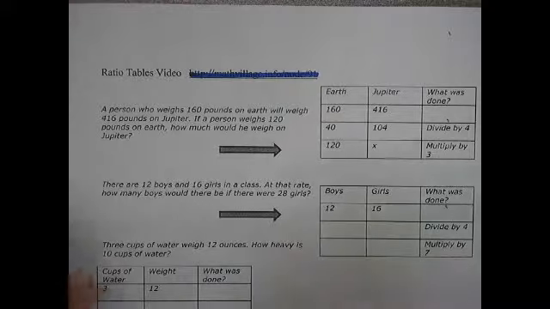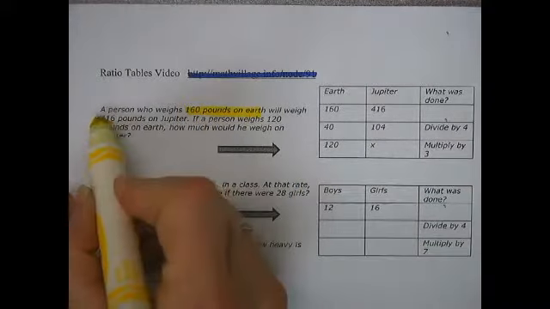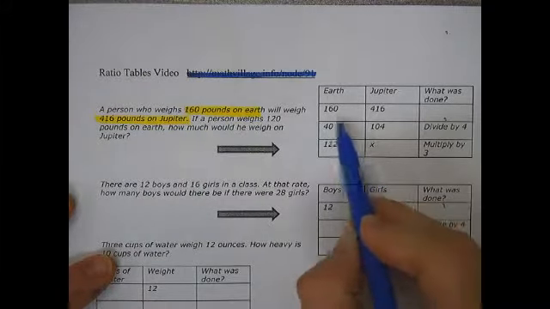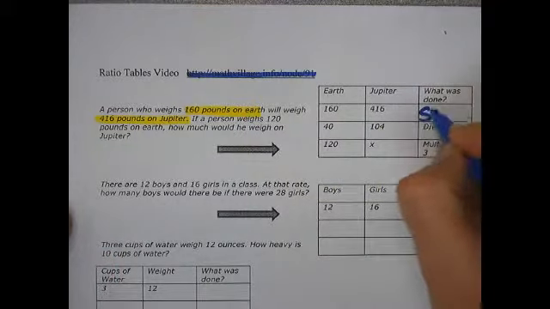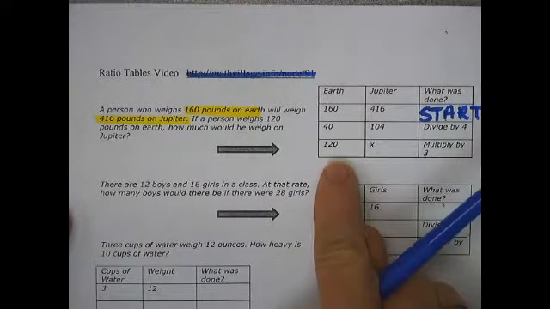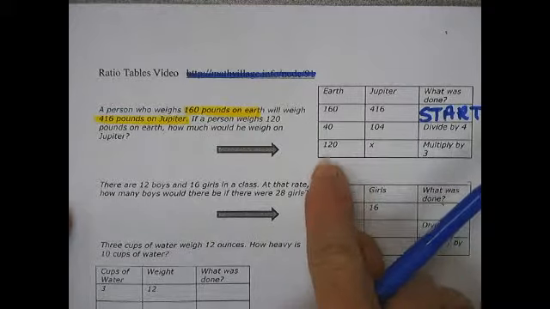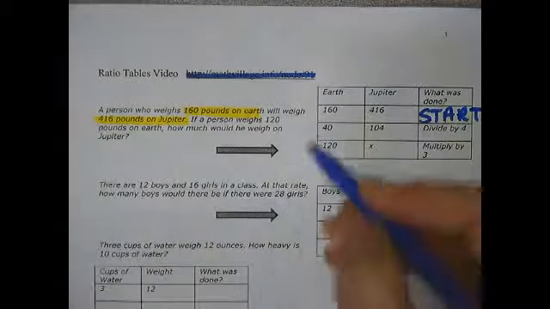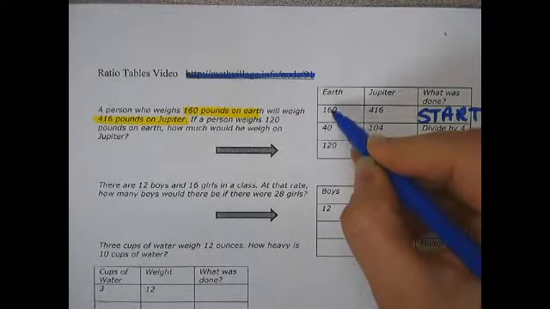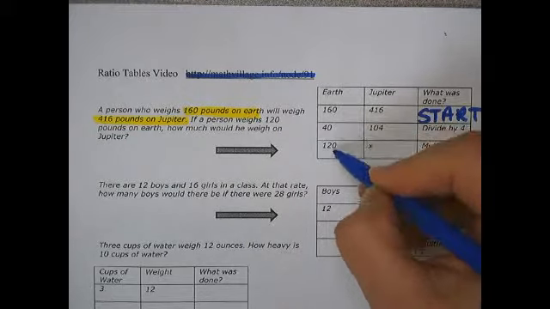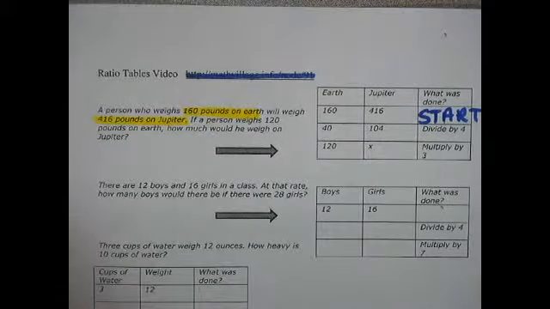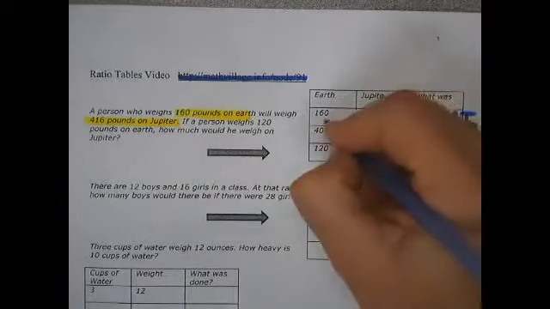It says a person who weighs 160 pounds on Earth will weigh 416 pounds on Jupiter. So as you can see, we put our initial values in our table. So this was our start. And then it says if a person weighs 120 pounds on Earth, how much will they weigh on Jupiter? So down here is our ending. Well, if you just started with 160 and you had to get to 120 using multiplication and division, hopefully you can see that 120 is not a multiple of 160. There's nothing we could easily divide or multiply by to get that. So watch what we do.